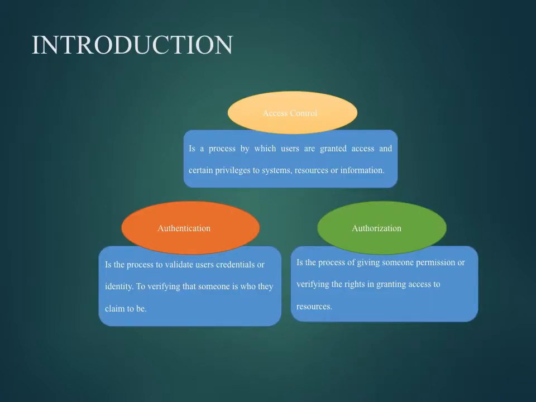Let's take a quick look at the definition of access control, authentication, and authorization. First of all, access control is a process by which users are granted access and certain privileges to systems, resources, or other information. Authentication is the process to validate users' credentials or their identity. It also is a process to verify that someone is actually who they claim to be. Authorization is the process of giving someone permission or verifying their rights as we grant access to network resources.